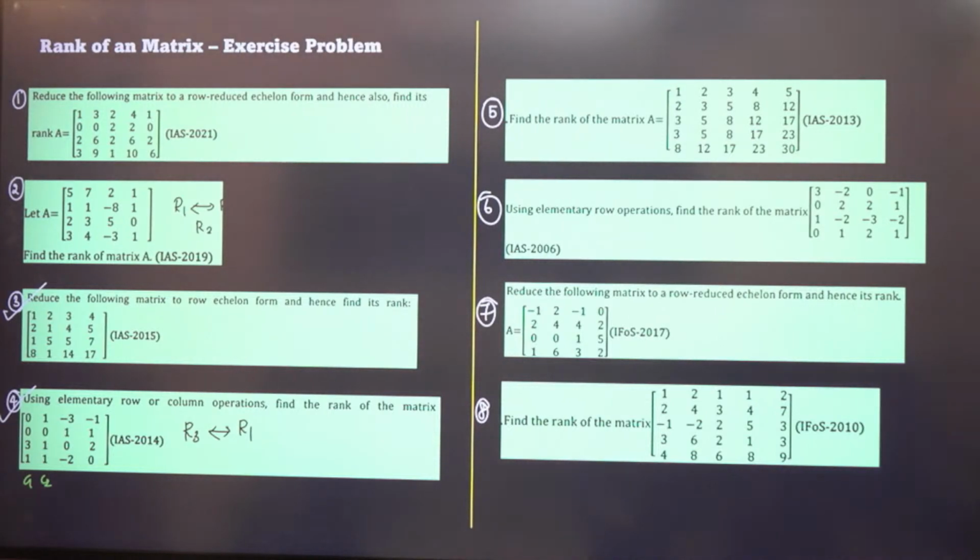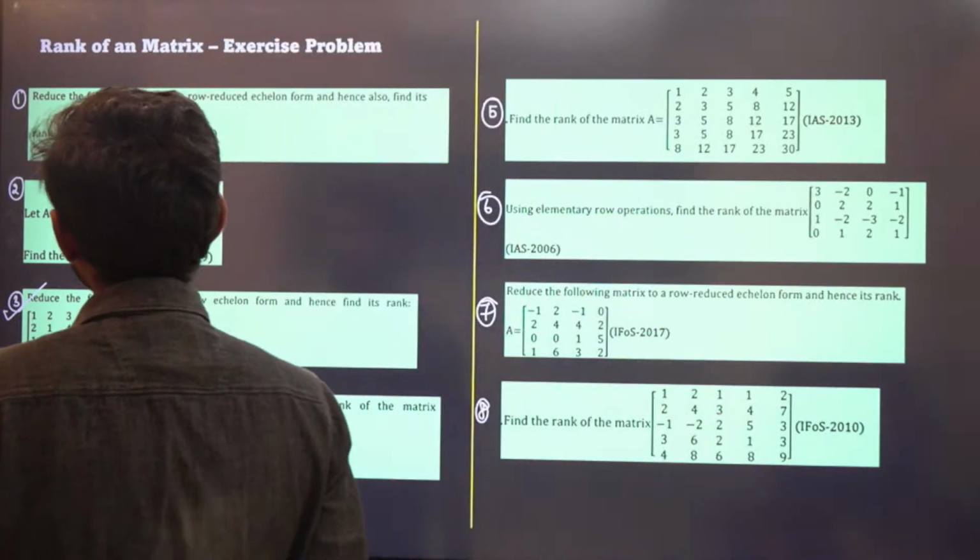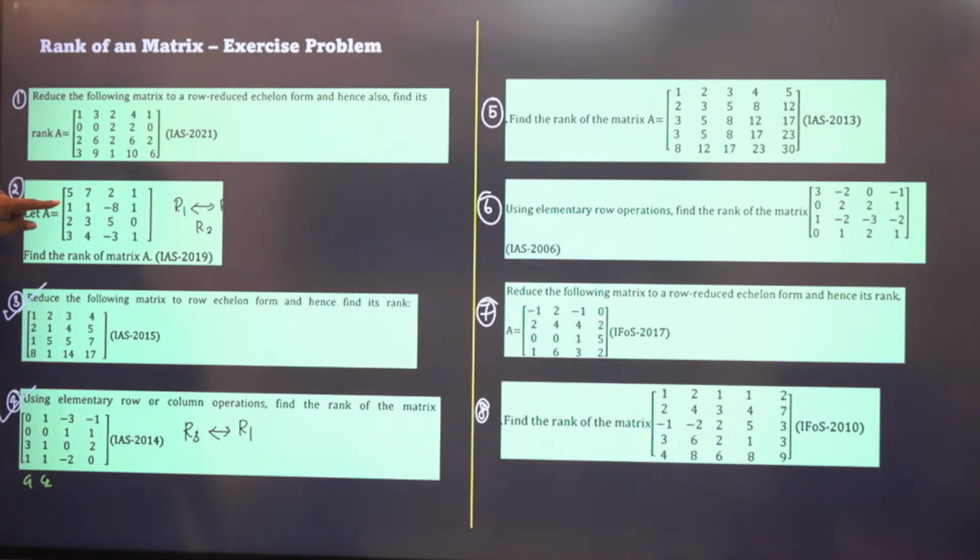It is not mandatory, but if you do R1 and R2 interchange, it will be easy from the calculation point of view. Suppose we interchange this: 1 1 minus 8 1, 5 7 2 1. Then R2 is equal to R2 minus 5 R1, R3 is equal to R3 minus 2 R1, R4 is equal to R4 minus 3 R1. So these three elements will be 0.